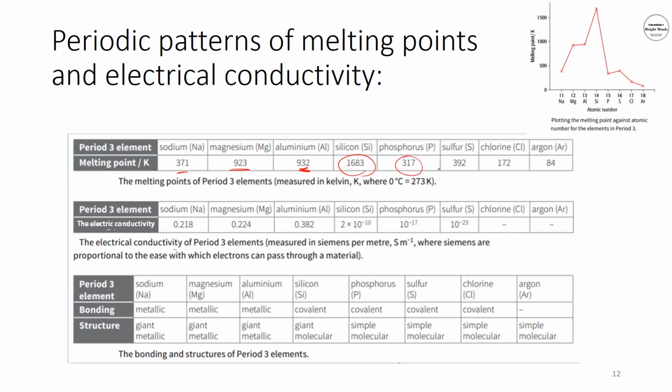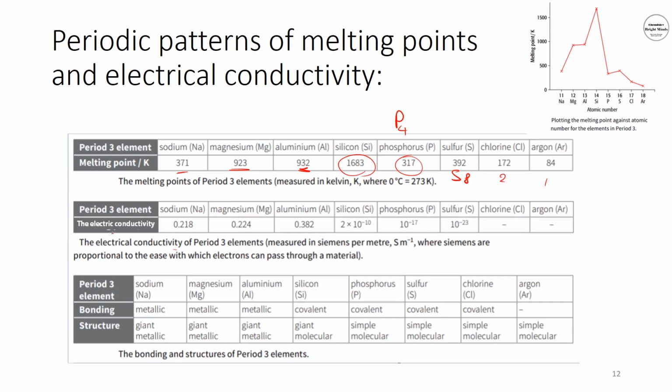Now, phosphorus has only tetrahedral structures. This is why it has a lower melting point than silicon and sulfur. Sulfur has a molecule with 8 atoms, whereas phosphorus has only 4 atoms. So in sulfur I have 8 atoms bonding together, but in phosphorus only 4. In chlorine I have 2, and in argon I have 1. This is why they have very low melting points.